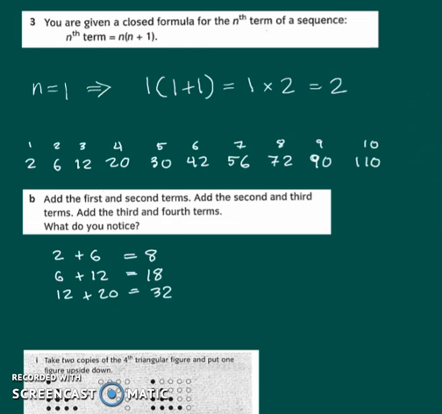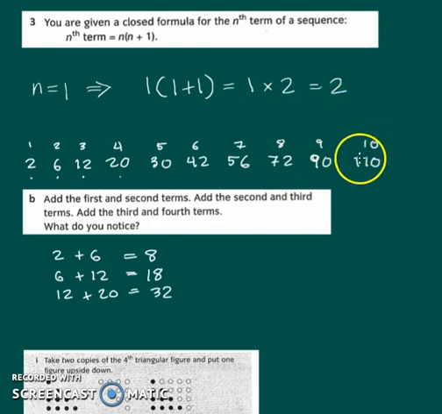So part B asks us to do a number of things. The first thing it says is add the first and second terms. So the first and second terms are 2 and 6, as you can see here. So 2 plus 6 is equal to 8. Then it says add the second and third terms. The second and third terms are 6 and 12. 6 plus 12 is equal to 18. And it also wants us to add the third and fourth terms. 12 plus 20 is 32.